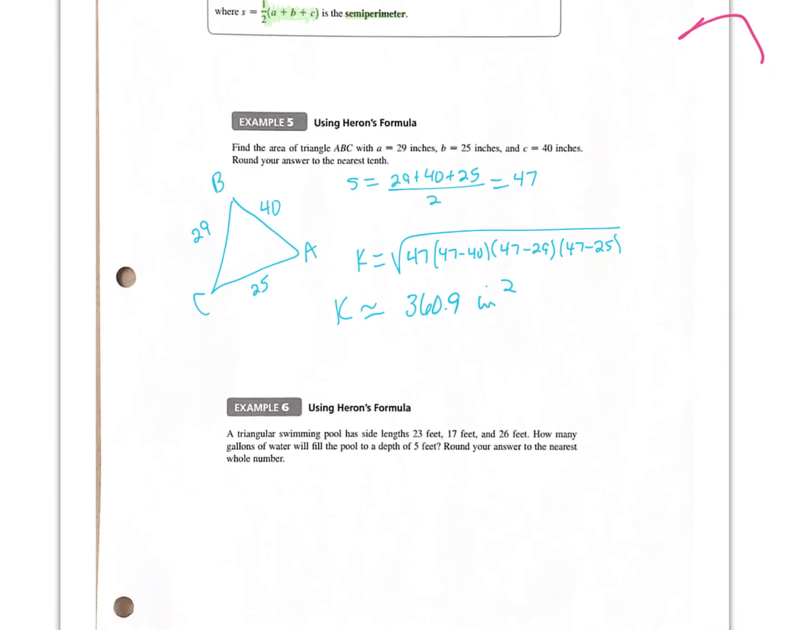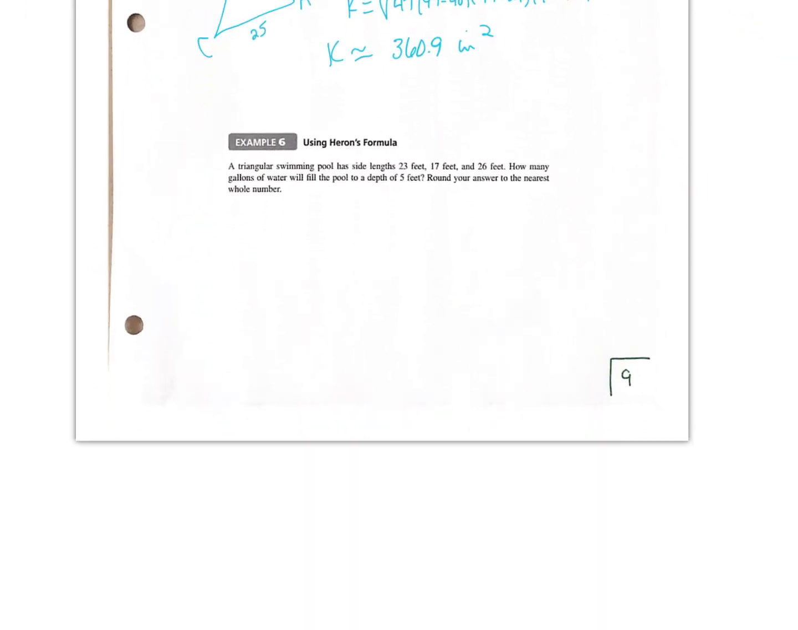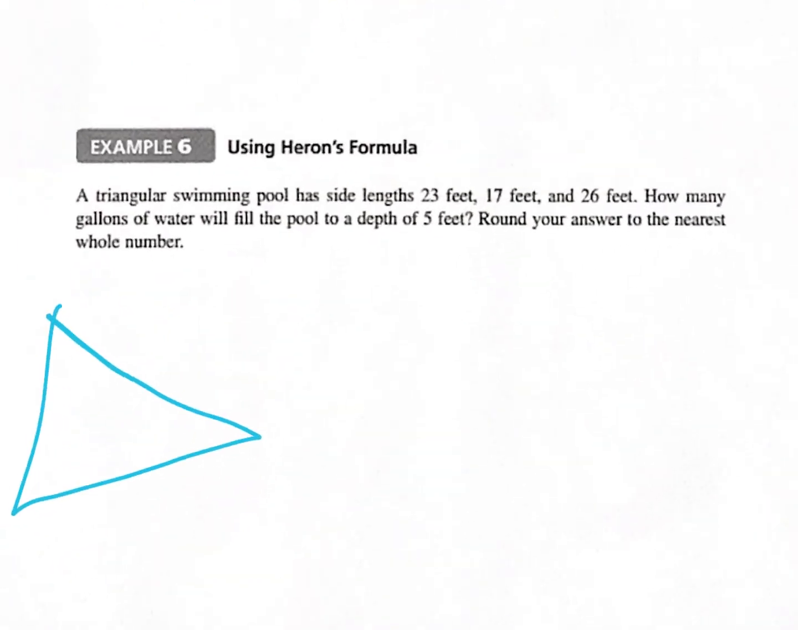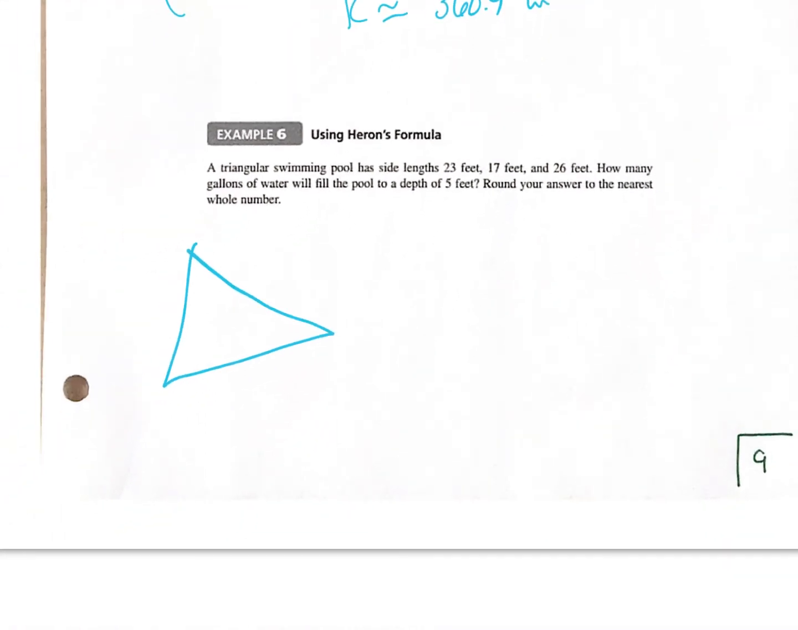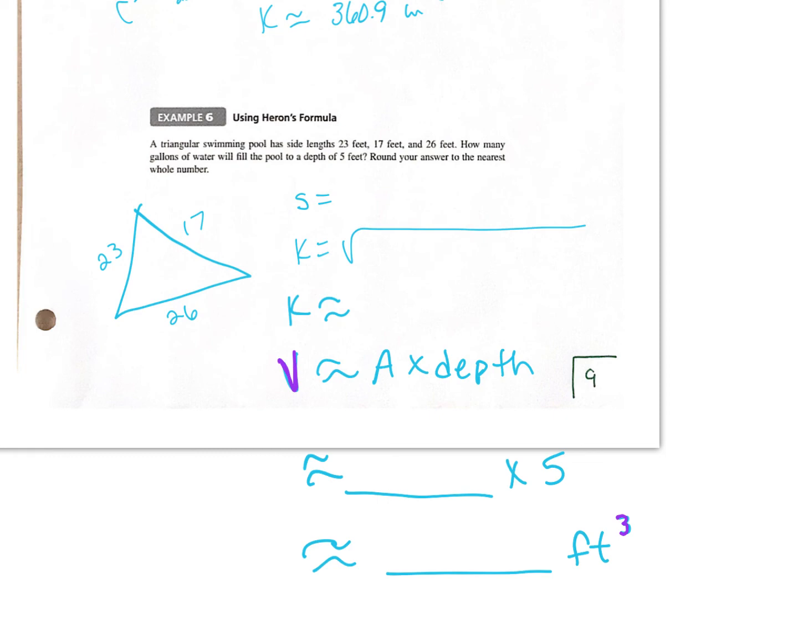All right, try that last one yourselves. It's a little bit different in that once you find the area, then you are multiplying to get the volume. You're multiplying by that 5 feet. So try that one. Okay, so what's the semi-perimeter for this? I got 33. 33, good. Okay, so then you're doing 33 times 33 minus 26, 33 minus 17, 33 minus 23.